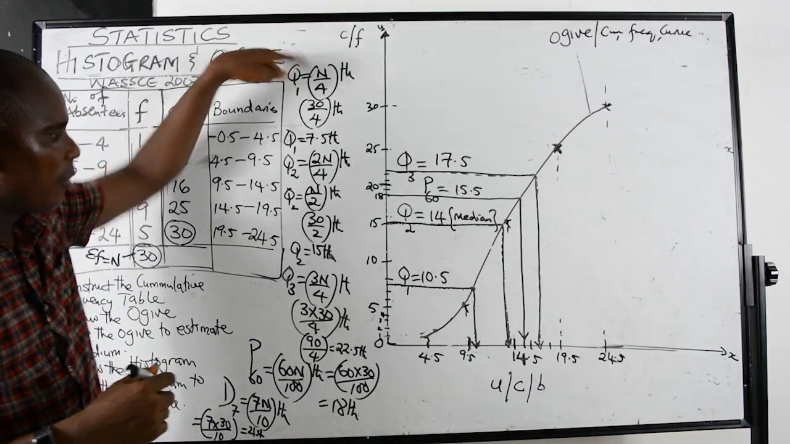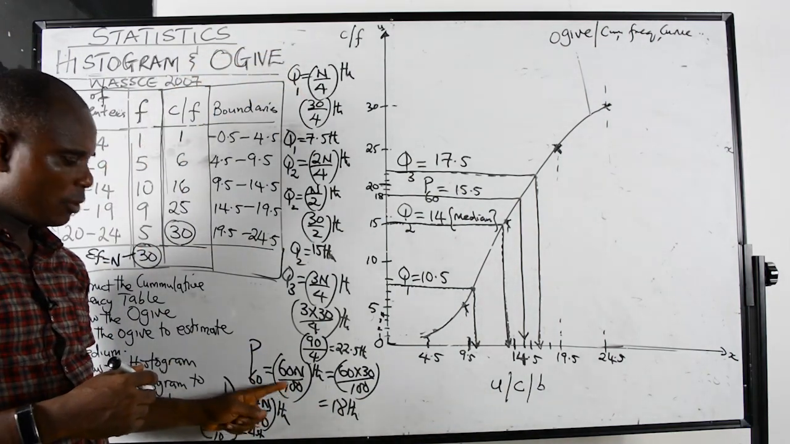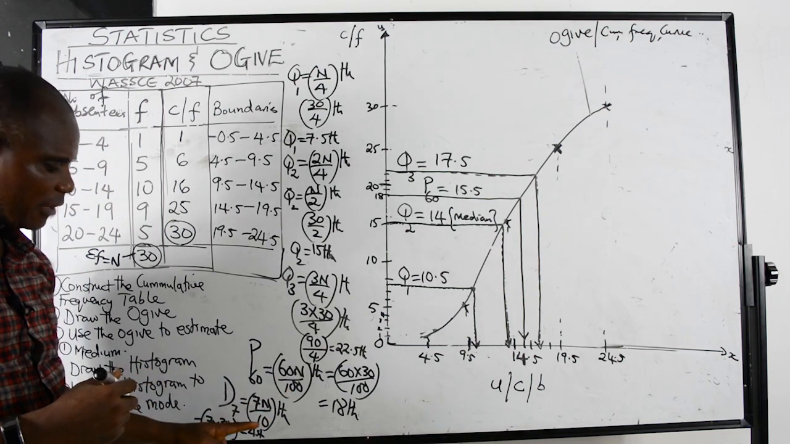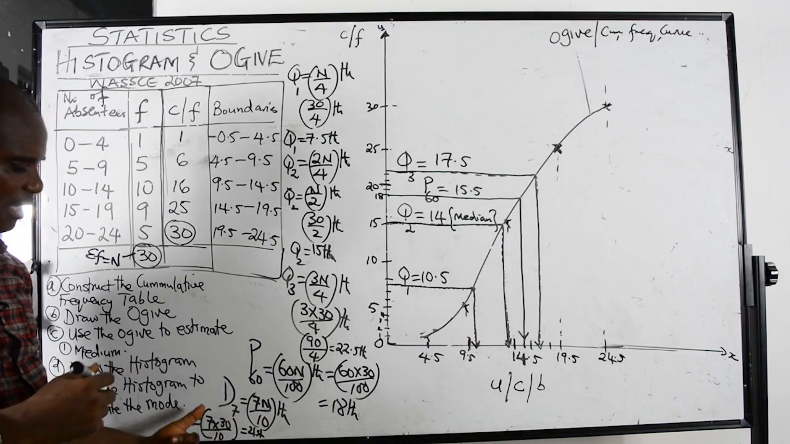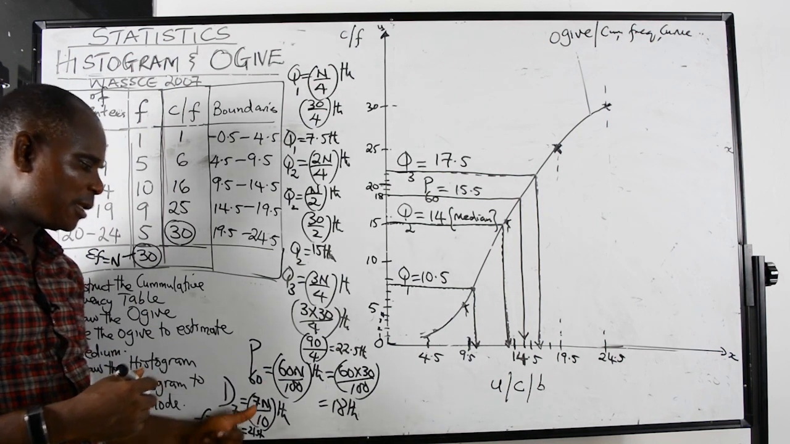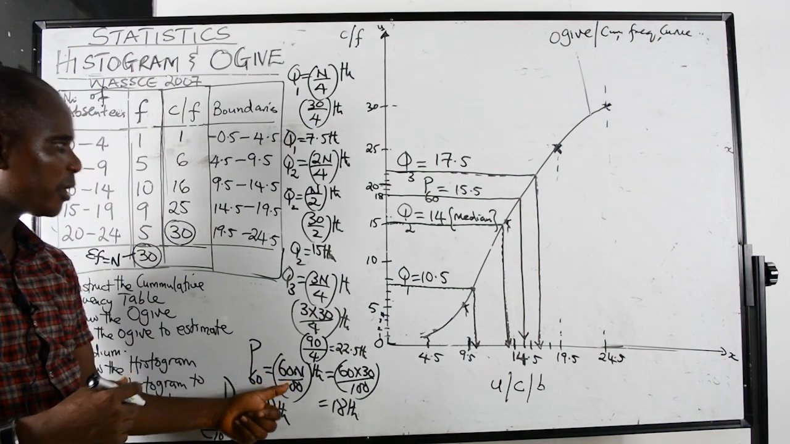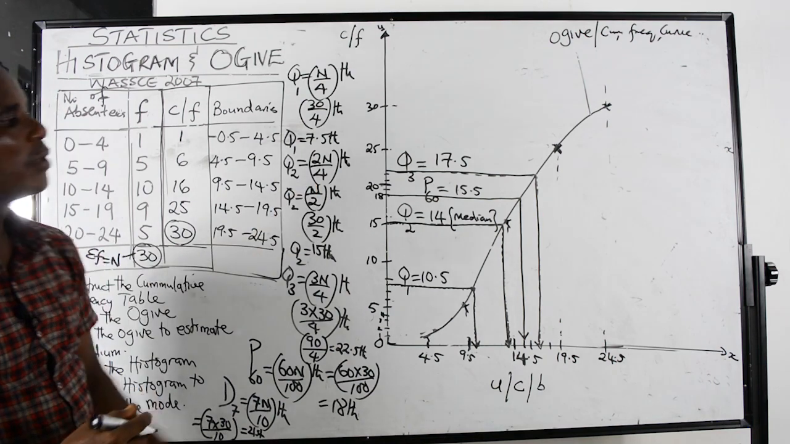Quartile, I divide by 4. Percentile, I divide by 100. And decile, I divide by 10. From the word decade, 10. Percent means 100, and quarter, 4. So now I have located that.